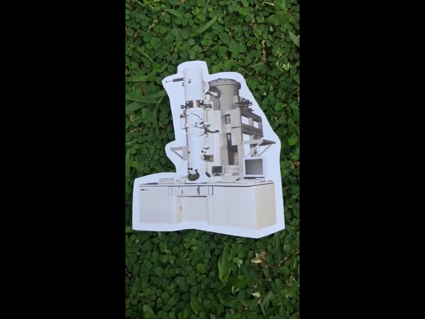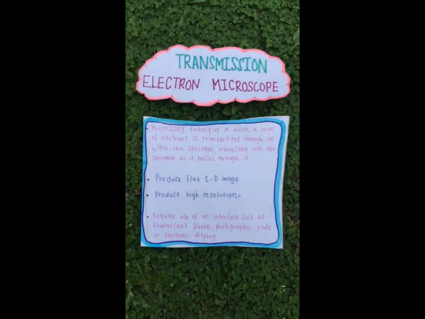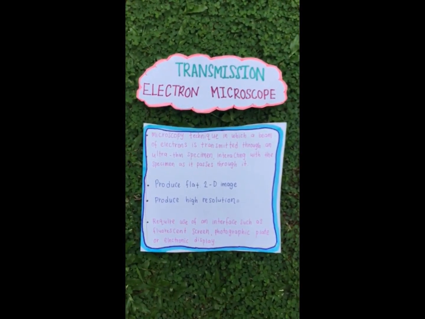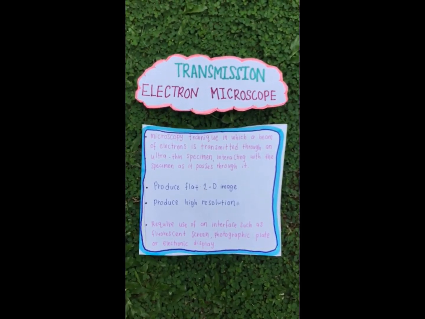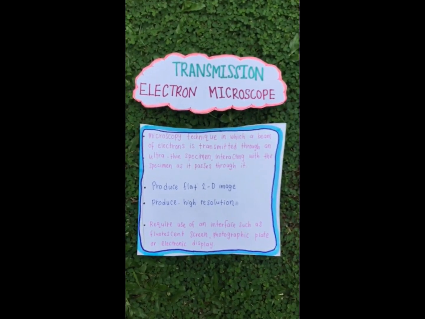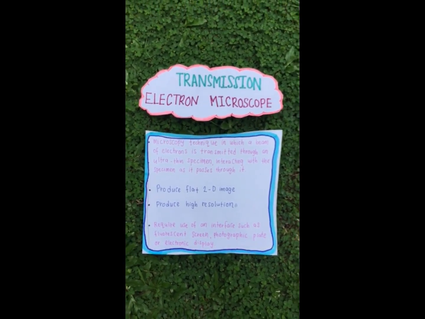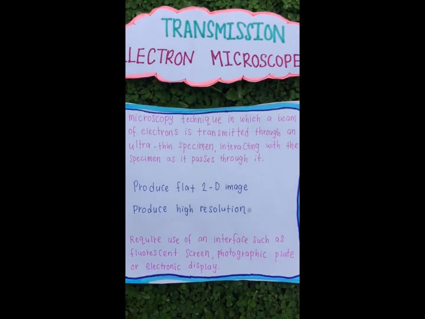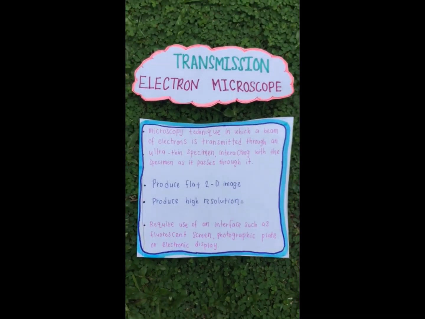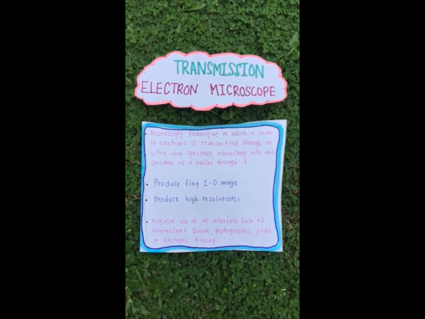Next is the transmission electron microscope, TEM. It is a microscopy technique in which a beam of electrons is transmitted through an ultra-thin specimen, interacting with the specimen as it passes through it. It will produce a flat 2D image. It also produces high resolution. It requires the use of an interface such as a fluorescent screen, photographic plate, or electronic display.